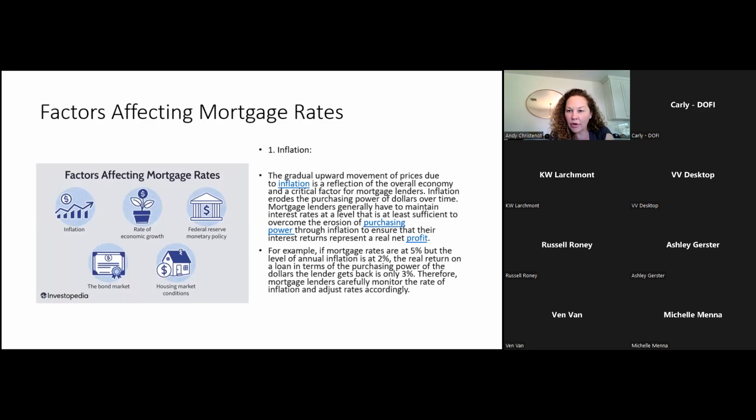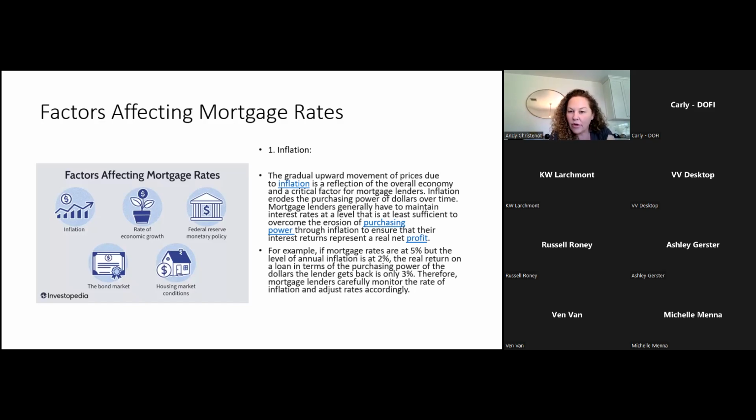The gradual upward movement of prices due to inflation is a reflection of the overall economy and a critical factor for mortgage lenders. Inflation erodes the purchasing power of dollars over time. Mortgage lenders generally have to maintain interest rates at a level that is at least sufficient to overcome the erosion of purchasing power through inflation to ensure that their interest returns represent a real net profit.